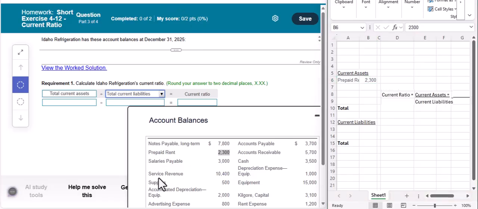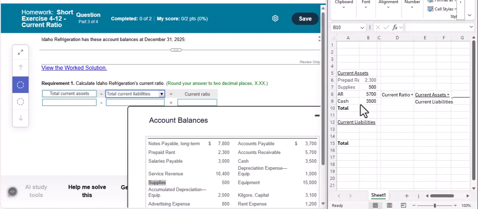Going down our list, next we have supplies for $500. We can copy and paste that label and input $500. Below supplies, we have a contra asset, accumulated depreciation on equipment. However, that is not a current asset, so we'll keep moving down our list. We have accounts receivable, you can just input AR for short, and that is a total of $5,700. And then last but not least, we have cash. Cash is also a current asset, so we can type that in or copy paste, and input $3,500.